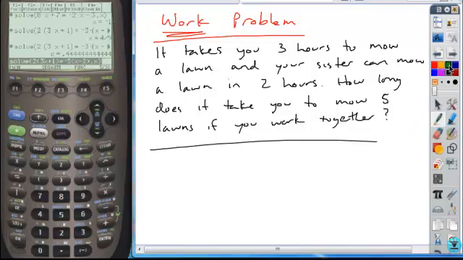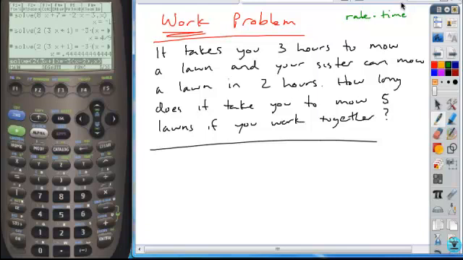So here's the kind of setup, and I'll talk through how you work through the information here. And you need to think of it in terms of rate times time. So work is just like distance. It's the rate of work times the time, and that tells you what you accomplish, right?